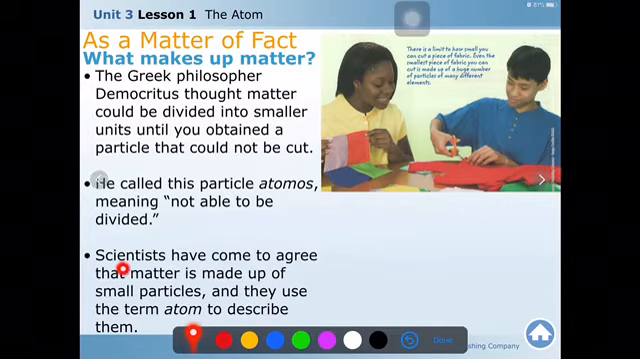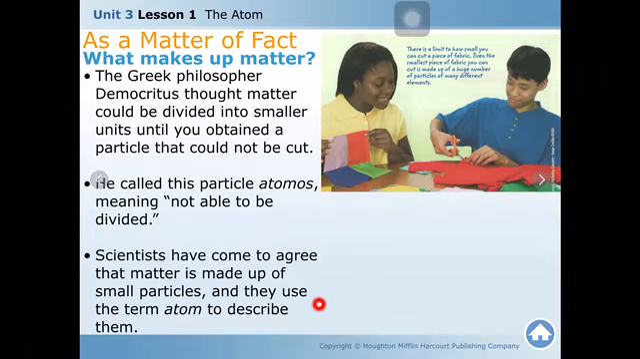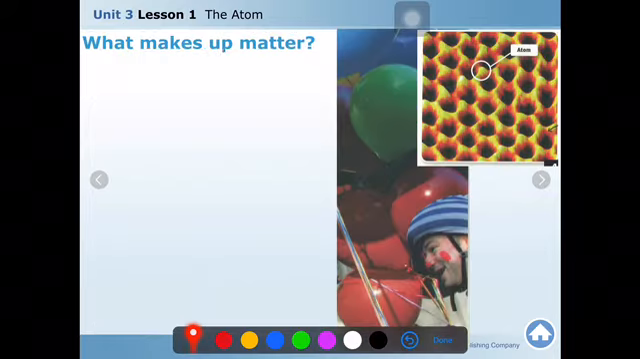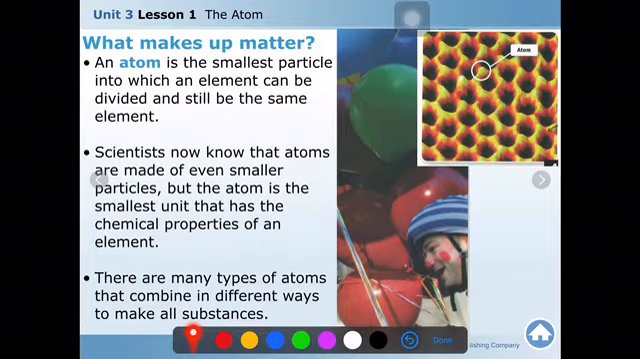Scientists have come to agree that matter is made up of small particles, and they use the term atom to describe them. The particle which is the smallest particle in the matter is called atom. Now, the atom is the smallest particle into which an element can be divided and still have the same element. You see, it is still the same element.